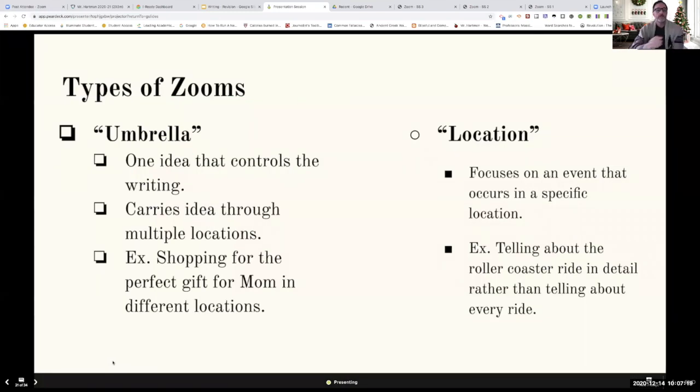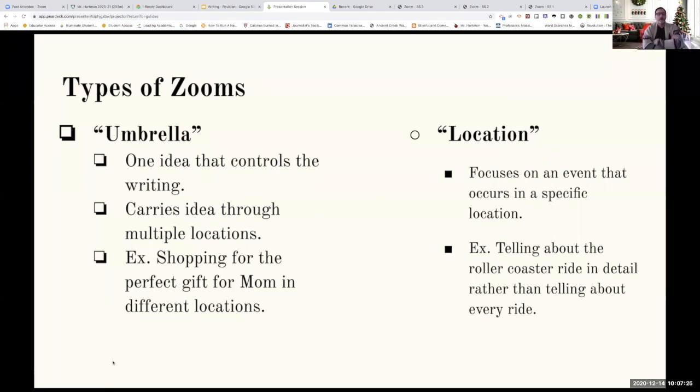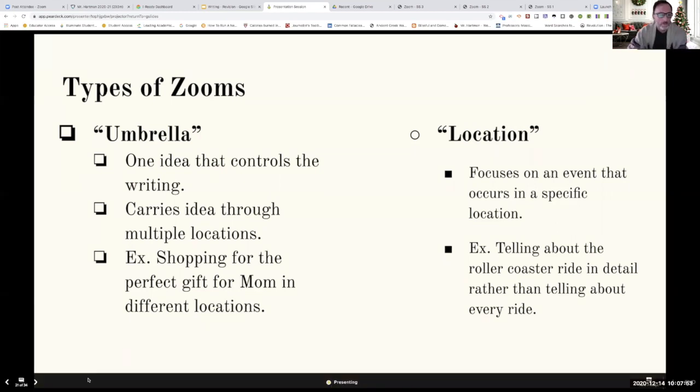So again, the two types of zoom. Umbrella: one idea that controls the writing, carries ideas through multiple locations. We could conceivably make an argument for that, but the most accurate one would be location. It focuses on an event that occurs in a specific location, in this case, a ballpark, and we're telling the details about hitting that historic home run, right? Cool.